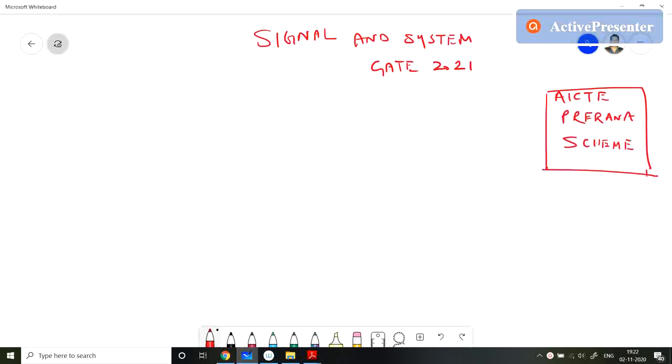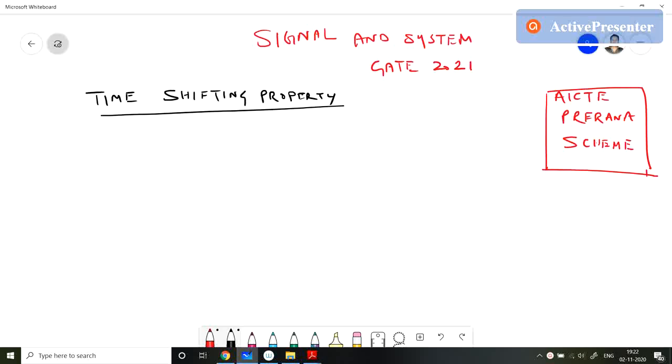Welcome to GATE class. So in this class we will discuss some of the important properties of the Fourier transform. Let us discuss the time shifting property.